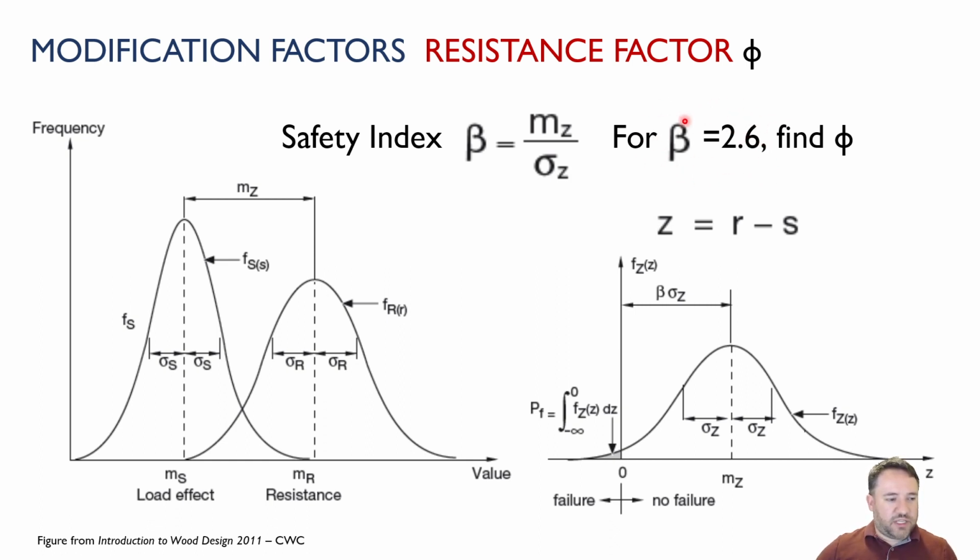So we can start with, I want beta to be 2.6. Then I can use a phi factor to shift this resistance curve either to the left or to the right and redo that until I get a beta that equals 2.6 or greater. And so that's how I determine basically the phi factor. Again, these are all normal curves. In reality, for wood, it's not a normal curve, but this is a good approximation.